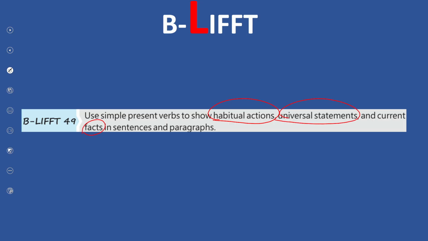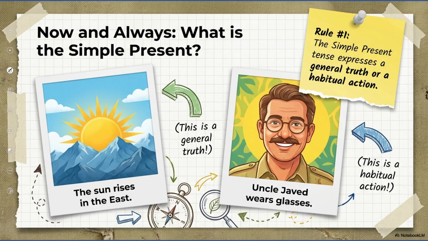Correct? Now let's dive deeper and understand the use of present simple tense once again, because you have already read it many times in the previous classes. This clearly shows that whenever it is a general truth, which is always right, there we use present simple tense. For example, the sun rises in the east. This is always true. And Uncle Javed wears glasses. Again, this is his habit.